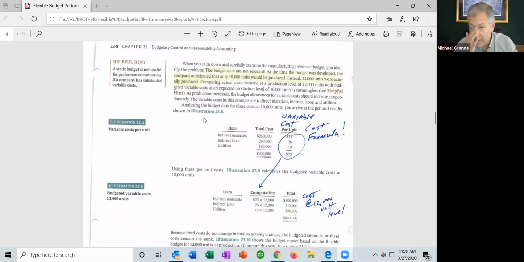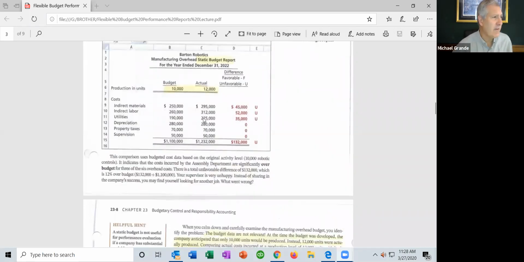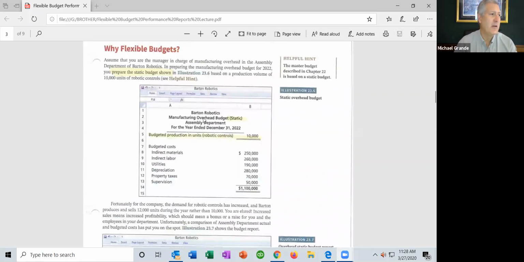So we want to prepare a flexible budget. The first thing we need to do, and you've done this several times, is calculate the variable cost per unit. Now, how do I do that? I take the total cost divided by the number of units. If I go back to that static budget report, I have total cost and I have number of units. So I can come up with the cost per unit for the variable cost.